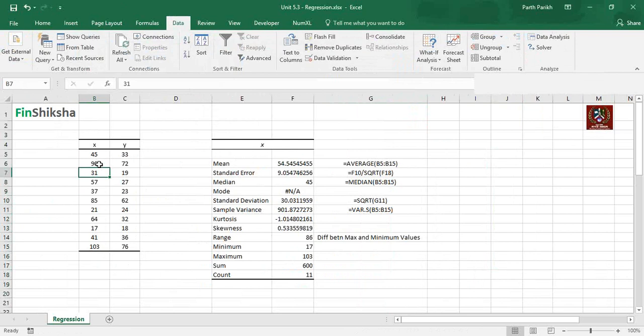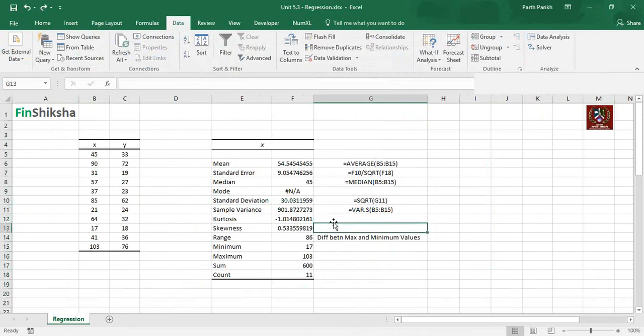Mode is basically one particular value which repeats itself. If there are two particular values which repeat themselves the maximum number of times, it is called bimodal. So instead, if I have the values 45, 31 and 31, then there are two modes, 45 and 31, because there are two values which repeat themselves twice. So that's pretty much our mode.